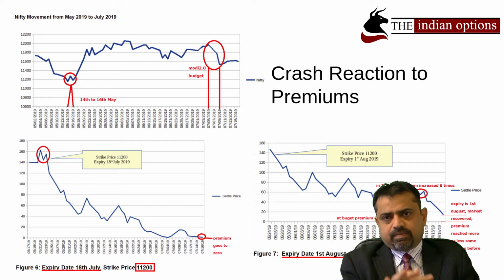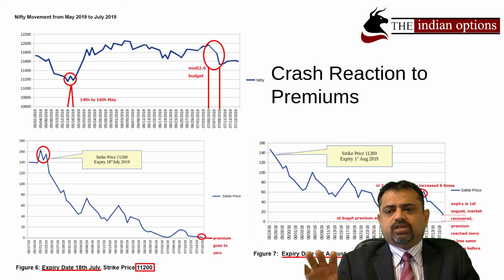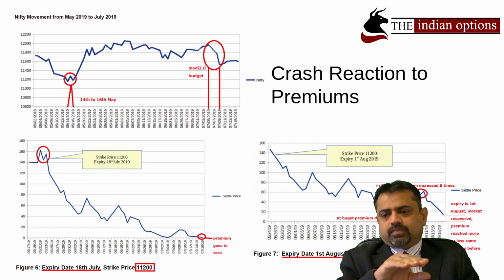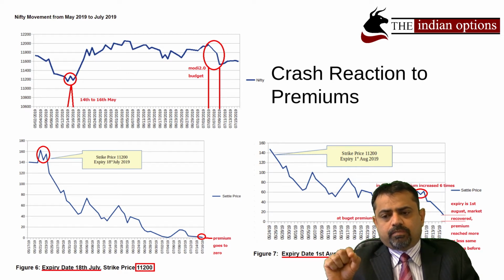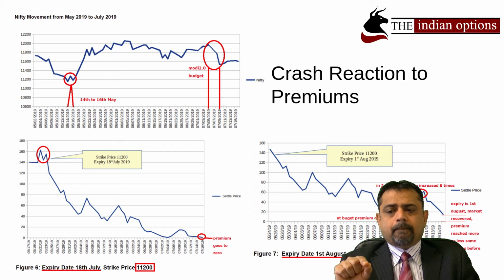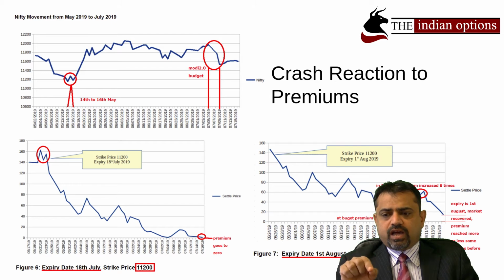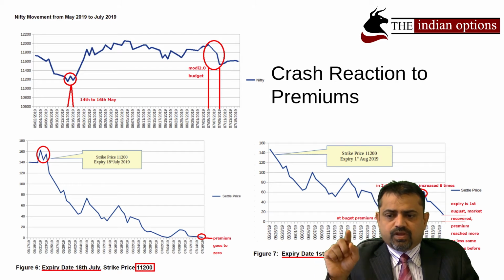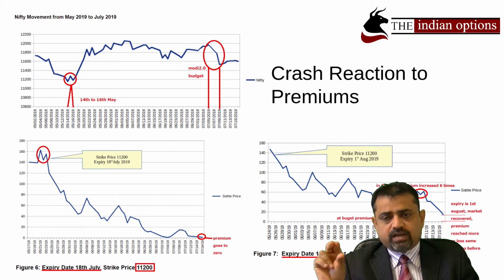Now just take the same graph, same contract, only the expiry date is different. Expiry date is 1st of August. Now you can see that during the budget time, at around July 5th or so, the premium was around 10 rupees. But when the market crashed here, 500 points or so, the premium increased from 10 rupees to almost 60 rupees. Which means that the premium increased 6 times in that 1 day period, right?